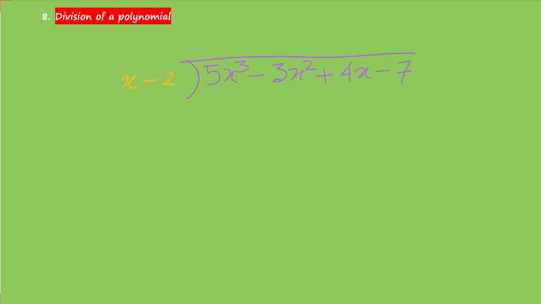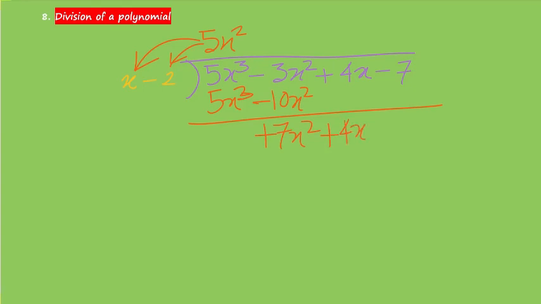So this time we are dividing 5x cube minus 3x square plus 4x minus 7 by x minus 2. Okay, we already have it arranged in descending order of the powers of the variable, hence we just multiply 5x square to x to get 5x cube. Then 5x square into minus 2 we need to do now, so it would become minus 10x square, and since it is minus 10 I have to consider plus 10 minus 3, so plus 10 minus 3 is equal to plus 7x square. Then we have to write the remaining portion and then repeat the process.